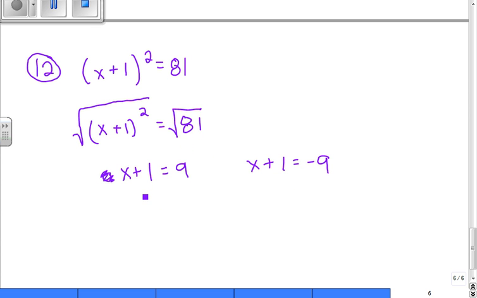So now it's pretty easy to solve this. We just subtract 1 from each side to get x equals 8. And over here, we subtract 1 from each side to get x equals negative 10.